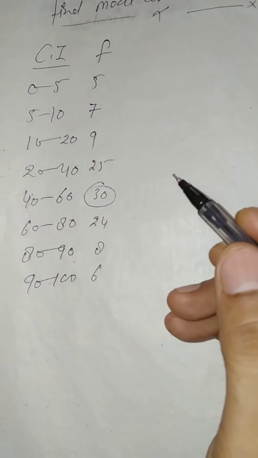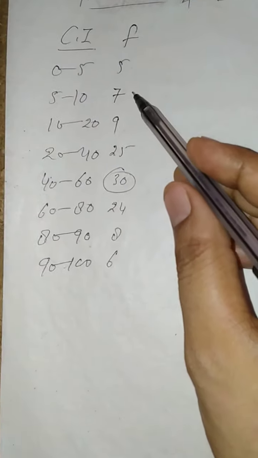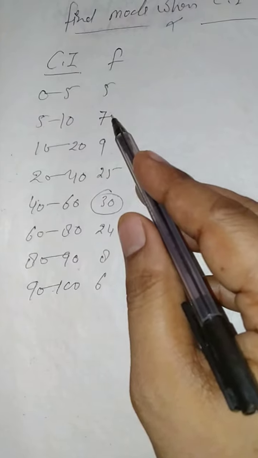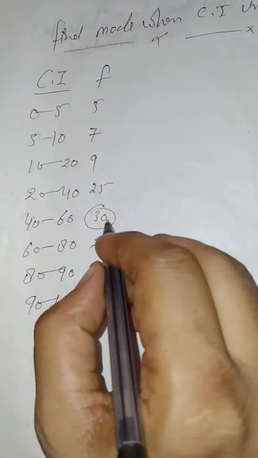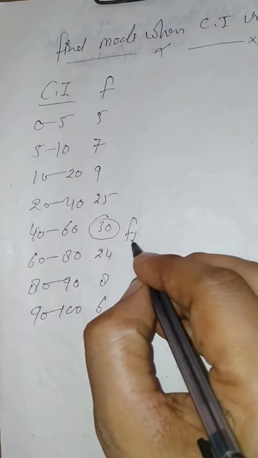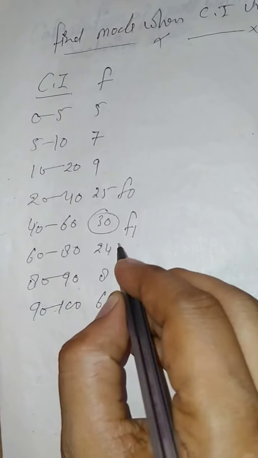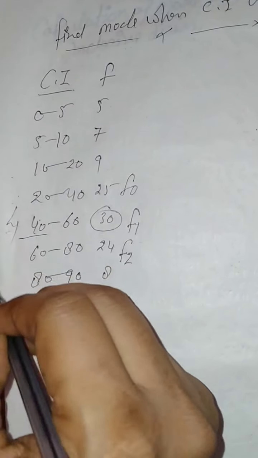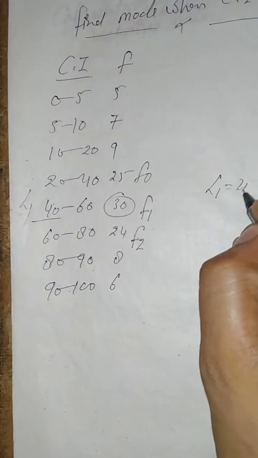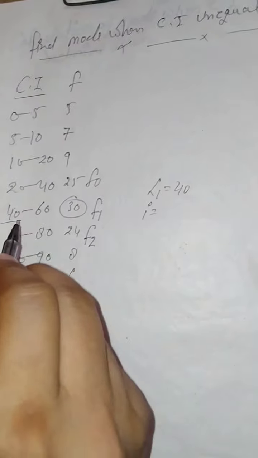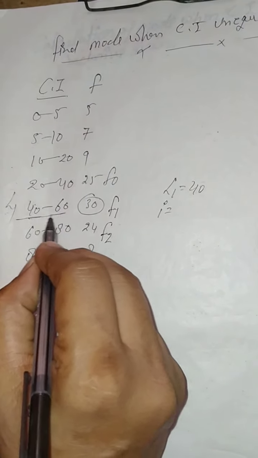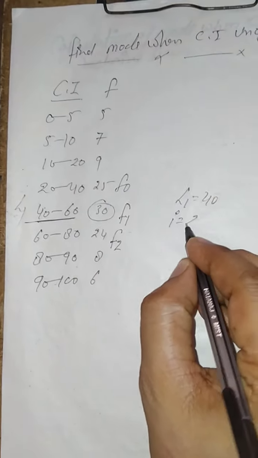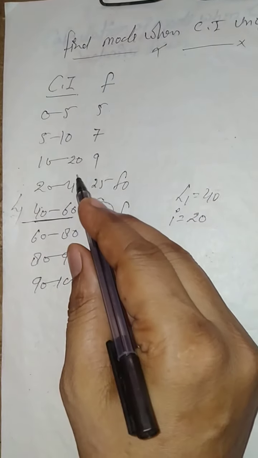According to the inspection method, the modal group is the one that shows the highest frequency. In this question, the maximum frequency is 30, so that is your F1. The portion above shows F0, and the portion below shows F2. That is your L1, 40. For the interval I, only this class interval, 20, is considered, not below and not above.